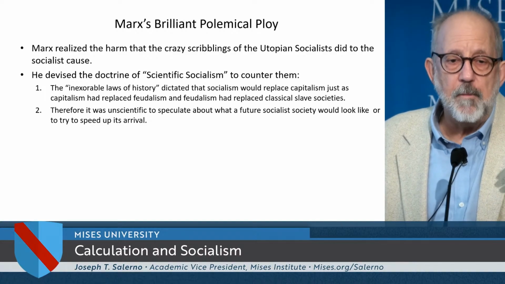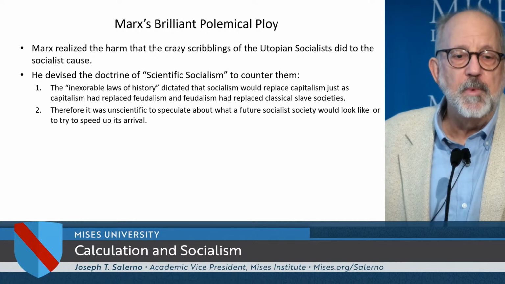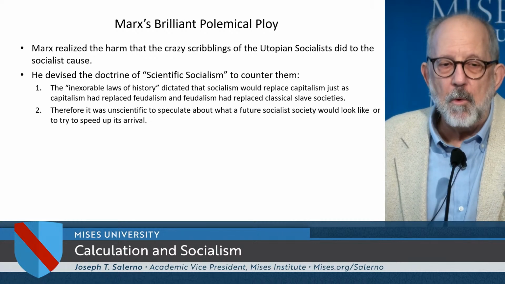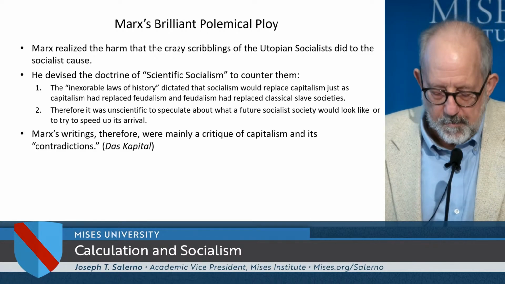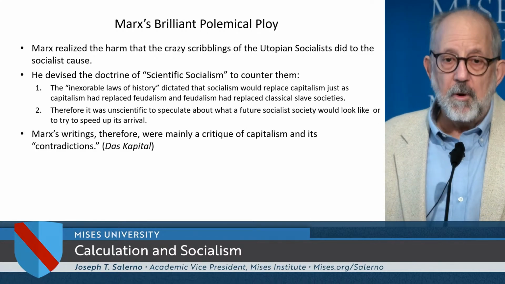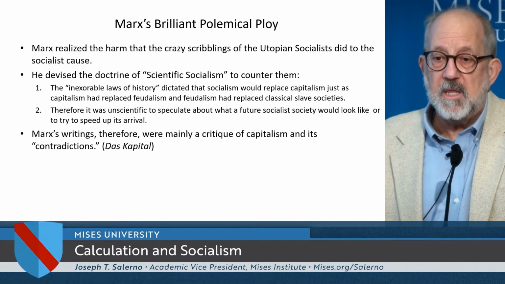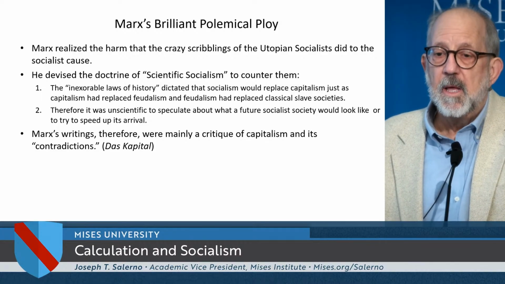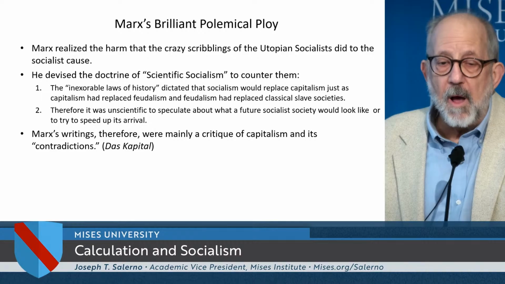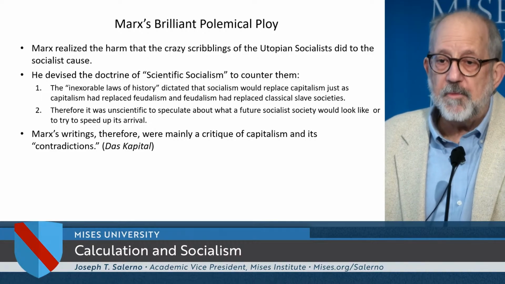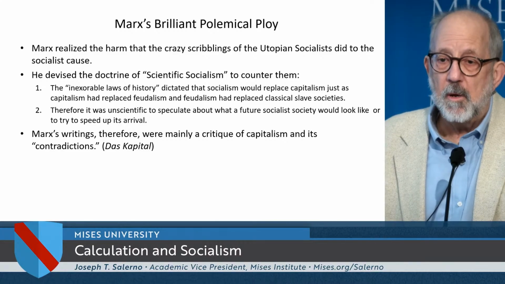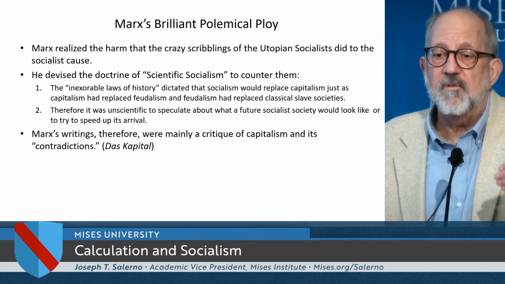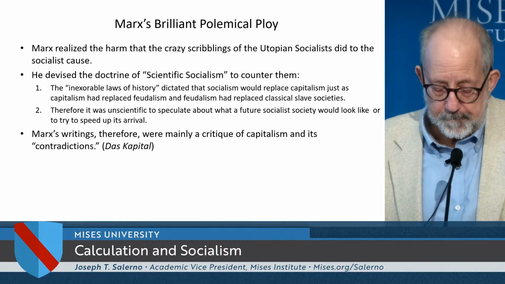So for the puny human mind to try to figure out what the laws of history had in store for mankind was totally unscientific. So therefore, think about his main writing, Das Kapital, Capital. All he wrote about, he didn't write about the socialist society, he wrote about capitalism and its contradictions, why it was going to fall apart. Okay, he would only go that far, that it would fall apart and socialism would succeed capitalism.